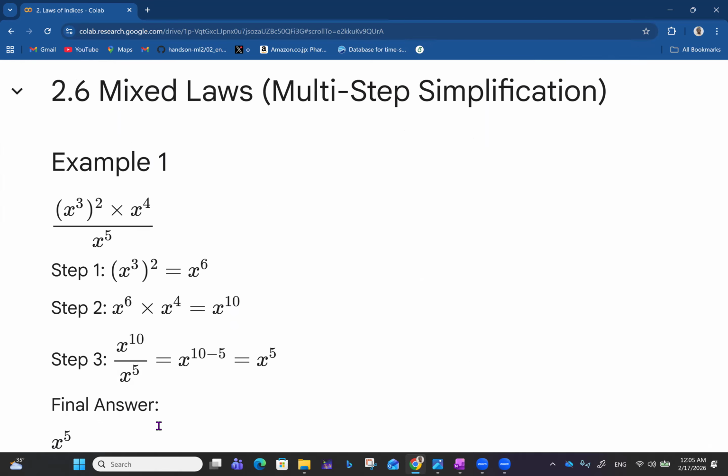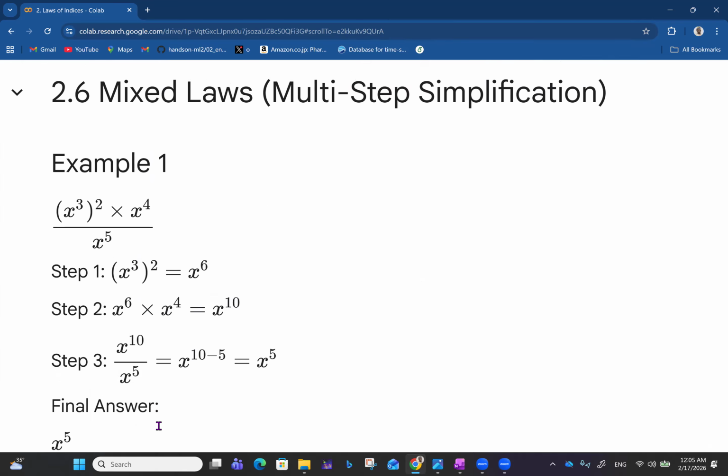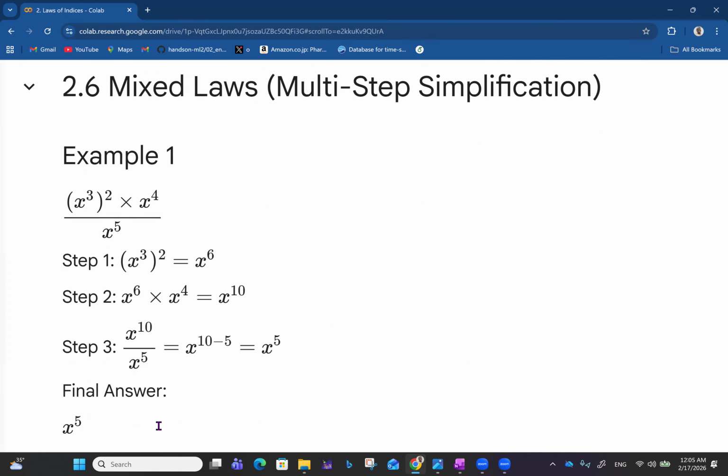And then we can have mixed laws, or what you can call multi-step simplification. Imagine that you have x raised to power 3 all raised to power 2 times x raised to power 4 all over x raised to power 5. Of course, the top, you can write x raised to power 3 raised to power 2 as x raised to power 6 because you can multiply the powers. And now that you have x raised to power 6 here, and x raised to power 4, multiply both, you have x raised to power 10. And you have x raised to power 5 down. That's x raised to power 10 over x raised to power 5, which is x raised to power 10 minus 5, and the final answer is x raised to power 5.